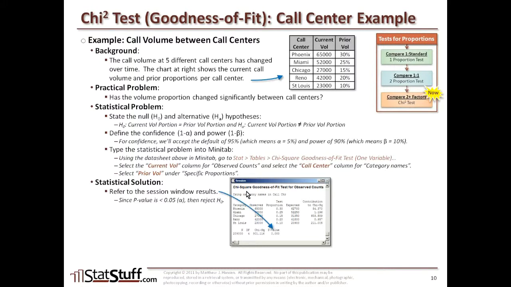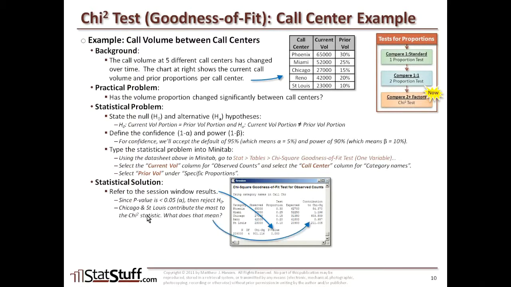The results that we get from running this test are going to look like this in the session window. Based off of this, we're going to look again, like we had before, at the p-value. In this case, the p-value comes out at 0. Since there's a 0% chance of being wrong if we claim a difference, there's 0% risk, but we're willing to accept up to 5% risk. So since the p-value is much less than the level of risk we're willing to accept, we're going to reject the null hypothesis. By rejecting the null hypothesis, we're saying we accept the alternative, which is there is some difference between the current volume proportion and the prior volume proportion.